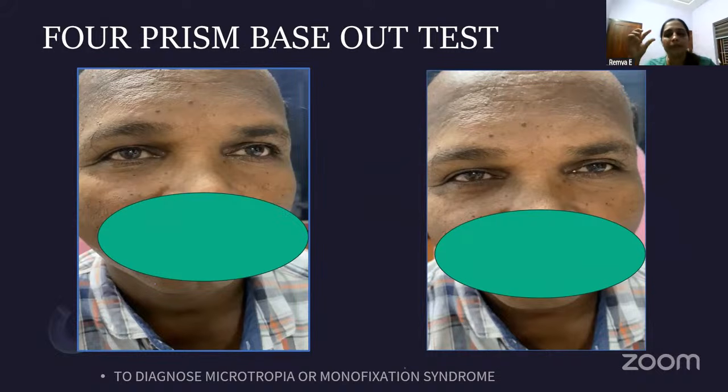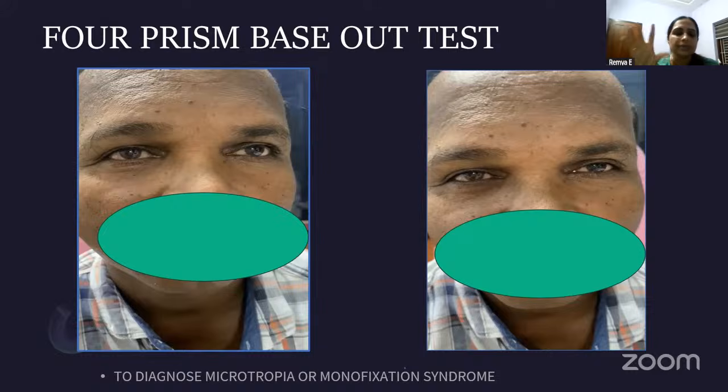So in that case, what you can do is a 4-prism base out test. Normally, what happens when you place a 4-prism base out? Base out means the apex is towards this side. So when you place the prism, the eye moves in. According to Hering's law, the other eye goes out. To keep BSV, the other eye comes back, refixates, and takes fixation. So you put a base out prism in front of your right eye, it moves in, the left eye moves out, and the left eye comes back and takes fixation. That's what happens in bifoveal binocular single vision.